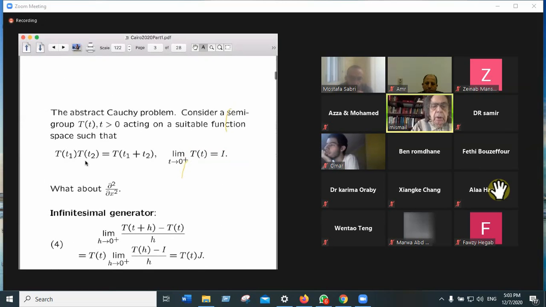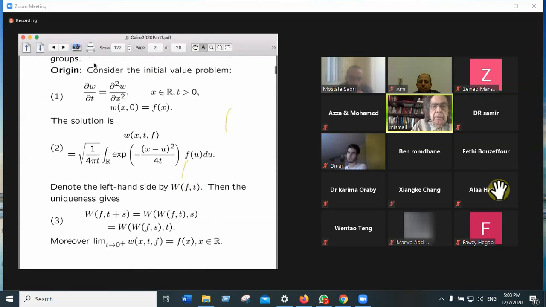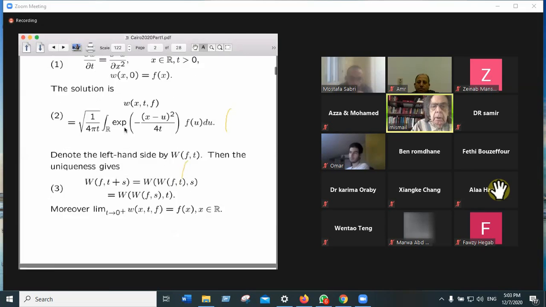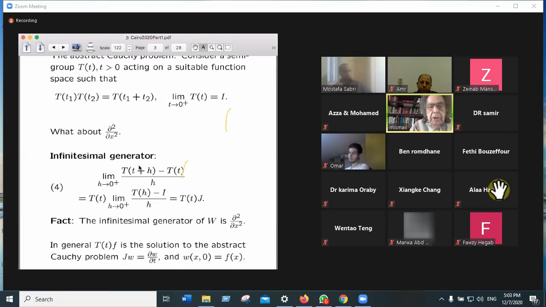Okay, so this is the abstract Cauchy problem. I want to look at semigroups that have this property. But this problem started from this PDE, so there should be some analog of this. And the analog indeed exists. That is the analog of the second derivative operator, and that comes from something called the infinitesimal generator.